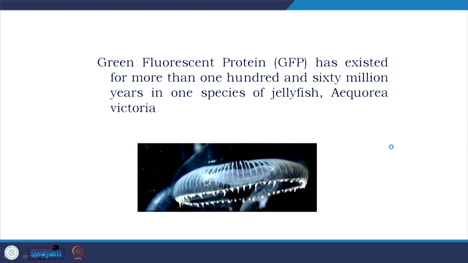So, what is green fluorescence protein? It is a protein which existed for more than 160 million years in one of the species of jellyfish called Aequorea victoria. I am very excited about this protein. If I start, I could talk about thousands of stories, but considering the limited time, I would restrict my talk to a few of the stories which you should know.